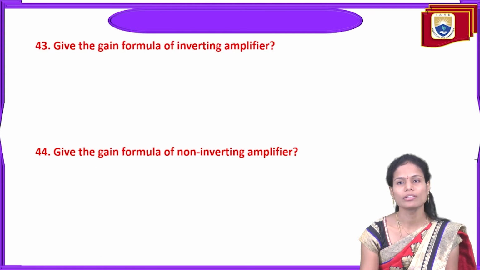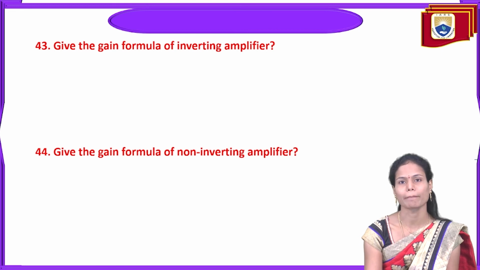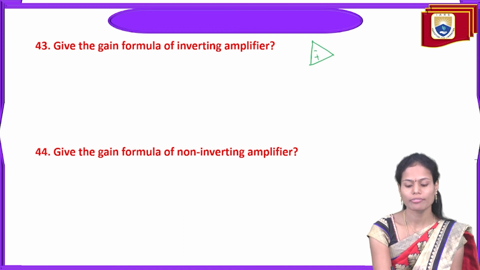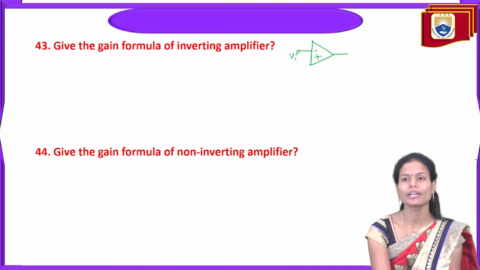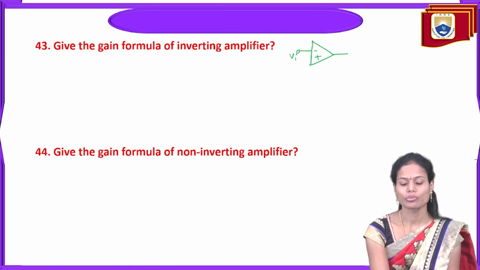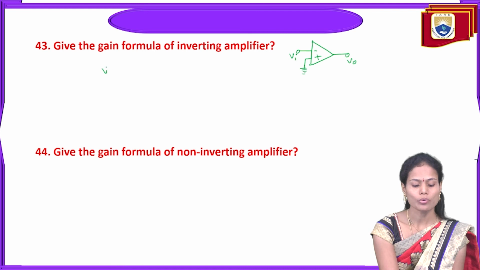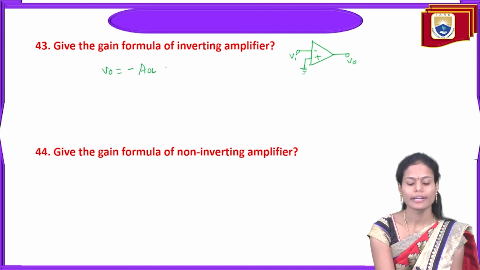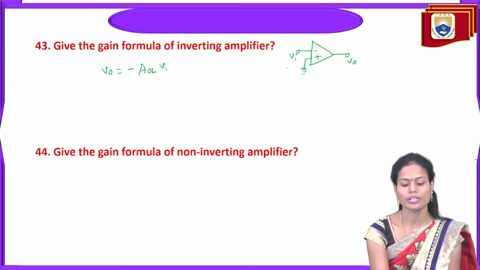And next, give the gain formula of inverting amplifier. In the case of the inverting amplifier, we have the open loop inverting amplifier. In the open loop inverting amplifier, we provide the input signal to the inverting terminal, the non-inverting terminal is grounded, and the output is measured here. So the output voltage is minus of the gain times the input voltage in the case of an open loop op amp.